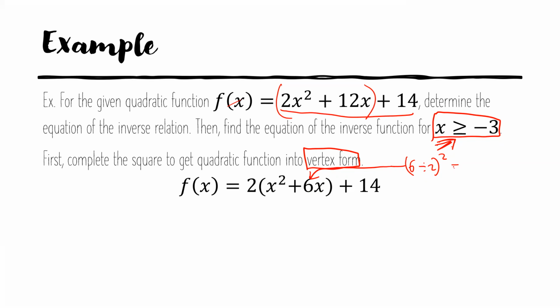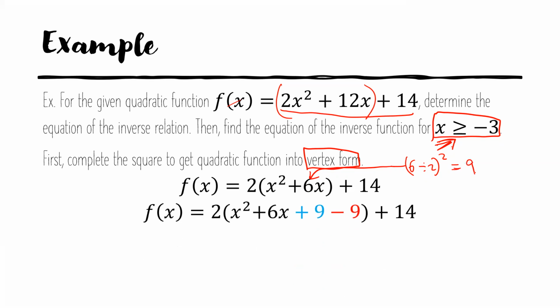So we're going to take 6 divided by 2, which is 3, and then we square it, which gives us 9. Then in our next step, that means we're going to be adding a 9 and then subtracting a 9. So now we're going to take our -9 right here and simply move it outside the bracket. But before I do that, I have to recognize that it needs to be multiplied by 2.